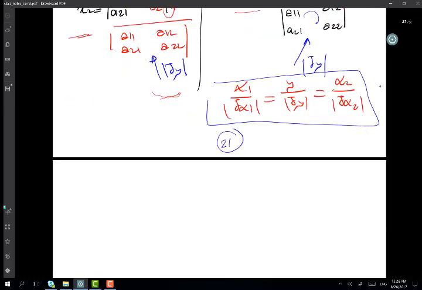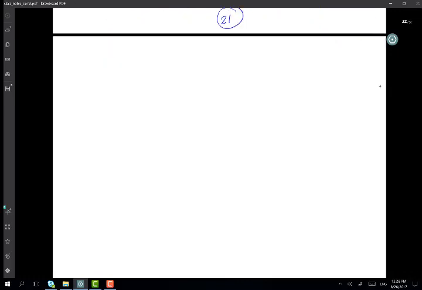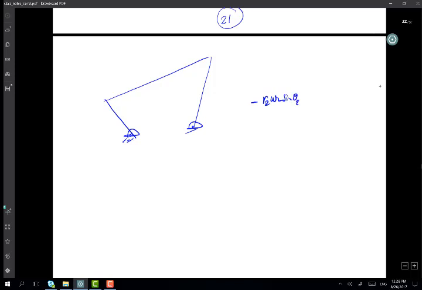So, for example, the four-body chain. From memory, it was minus r2 omega 2 sine theta 2 minus r3 omega 3 sine theta 3 equal to minus r4 omega 4 sine theta 4, and then r2 omega 2 cosine theta 2 plus r3 omega 3 cosine theta 3 equal to r4 omega 4 cosine theta 4.